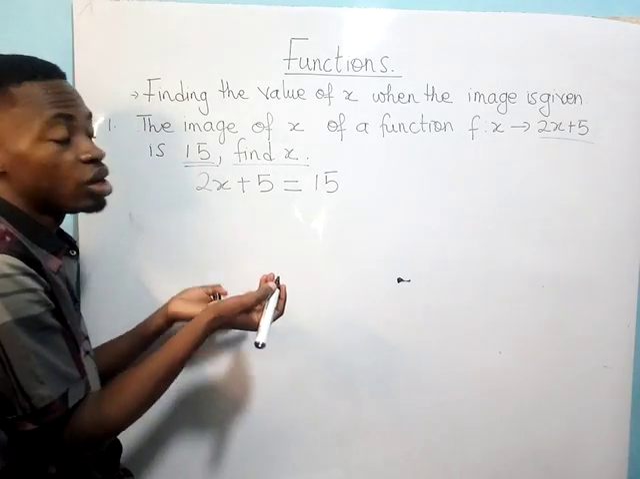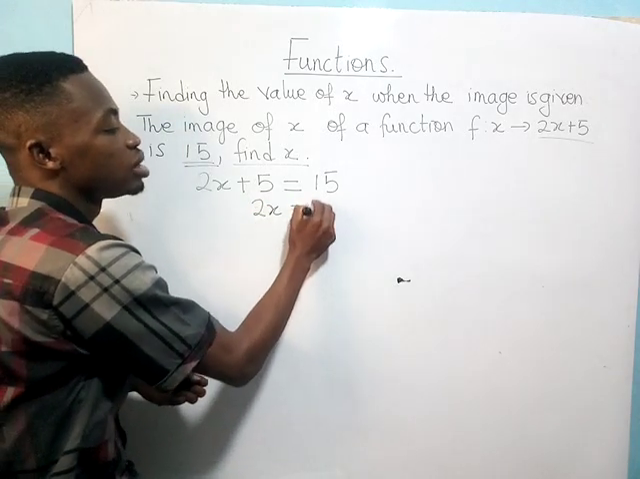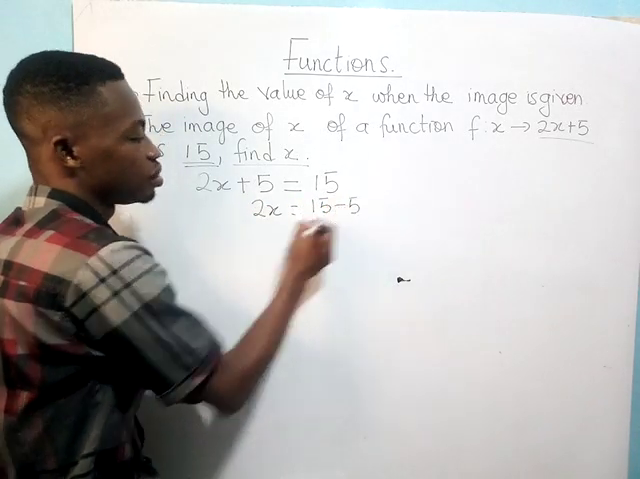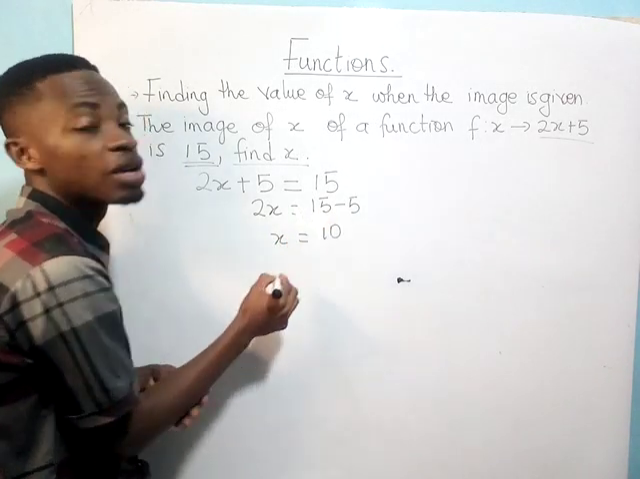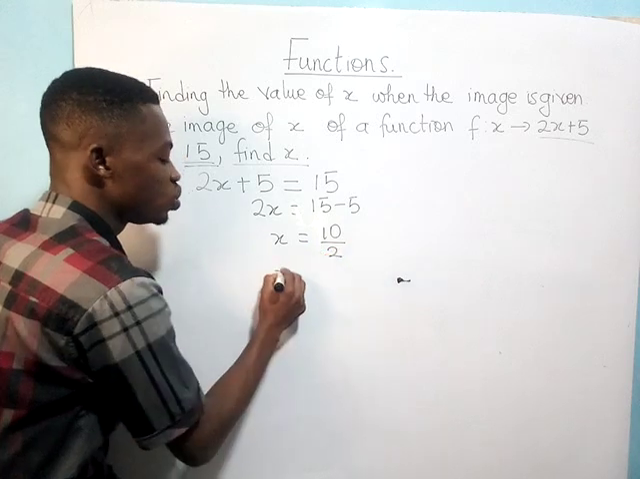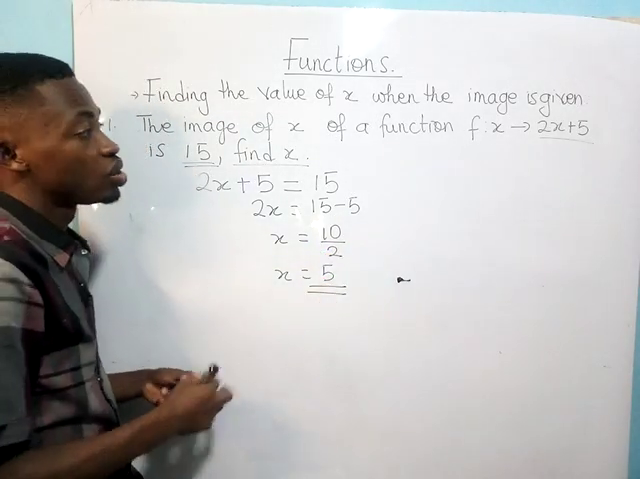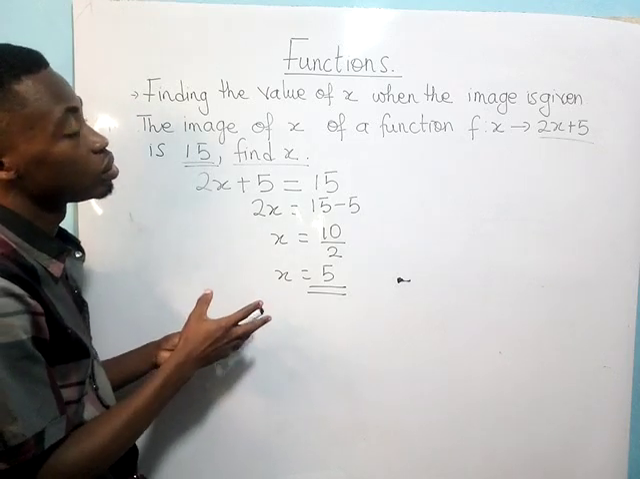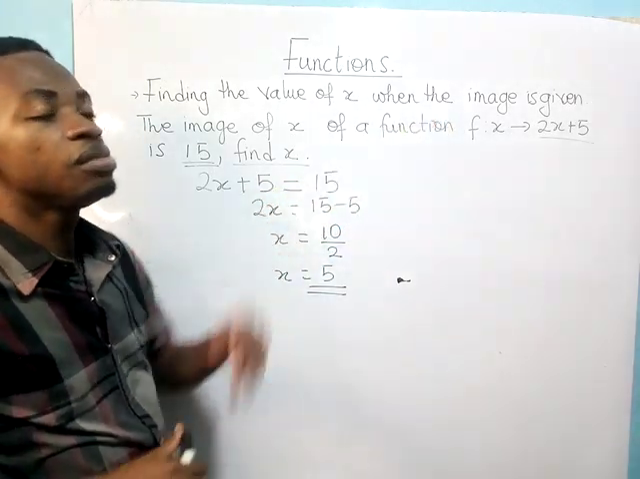Then now, by normal linear equations, we group like terms. We have 2x is equal to 15 minus 5, and now x is equal to 15 minus 5 is 10 over 2, giving us 5. So that's how the value of x is found when the image is given.